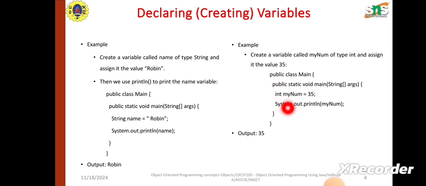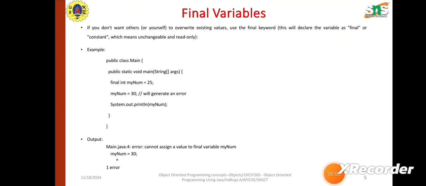Now this value 35 will get stored in the myNum variable. When we print this variable name, the value inside that variable will get printed. So System.out.println of myNum, when we print this variable, the value inside myNum will get printed. So that will be in the output screen.